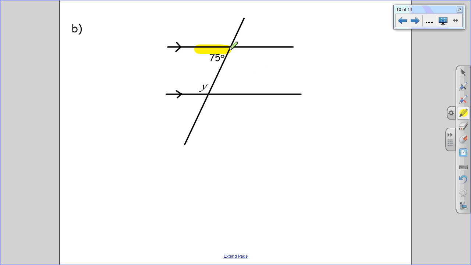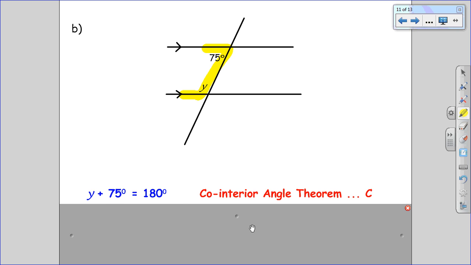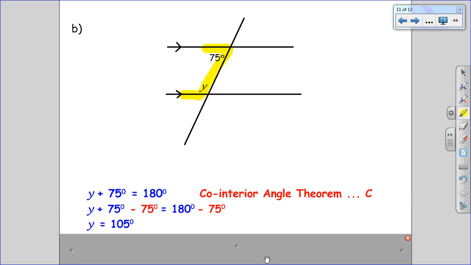Now they've changed locations. I've got 75 underneath one and above the other parallel line on the same sides of the transversal. Pause the video and look at the note you copied and decide what type of angles they are. Hopefully you realize that they are co-interior angles, so we can add 75 and y to get a sum of 180. Now in order to solve for y, we have to subtract 75 from both sides, and we end up with y equals 105 degrees.